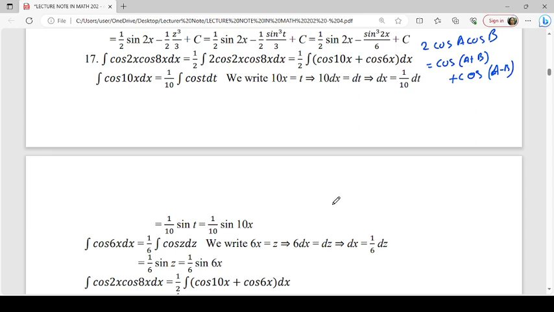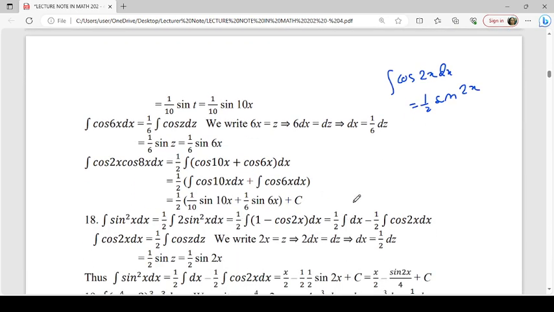After understanding this, you can directly write the integration of, say, cos 2x dx as half of sin 2x.